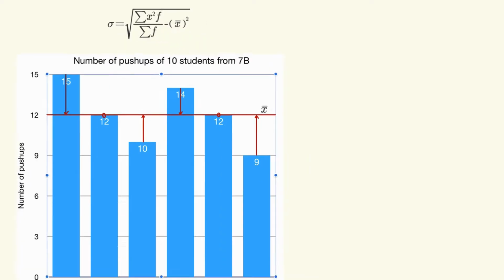So what we can do is add up all those differences. This score is from 15 to 12. The difference there is obviously 3, so we can write that there. That's 0. Student 3 was a difference of 2 there. Student 4 was a difference of 2 as well. Student 5 was a difference of 0, and student 6 was a difference of 3. Right, and that's how much they differ from the mean in terms of number of push-ups. And what we can do is average that out. What's the average distance? And that is essentially our standard deviation.